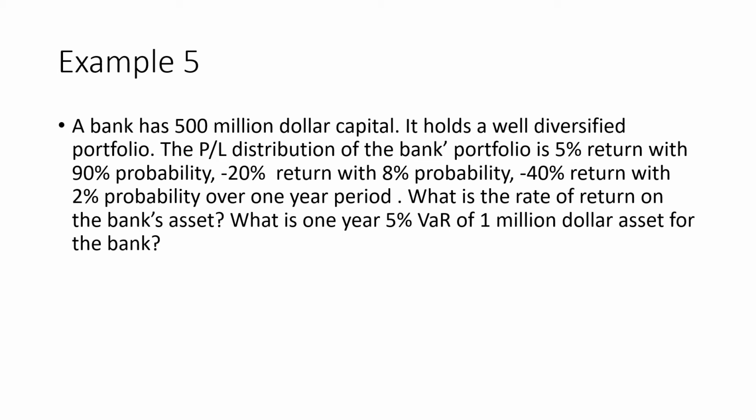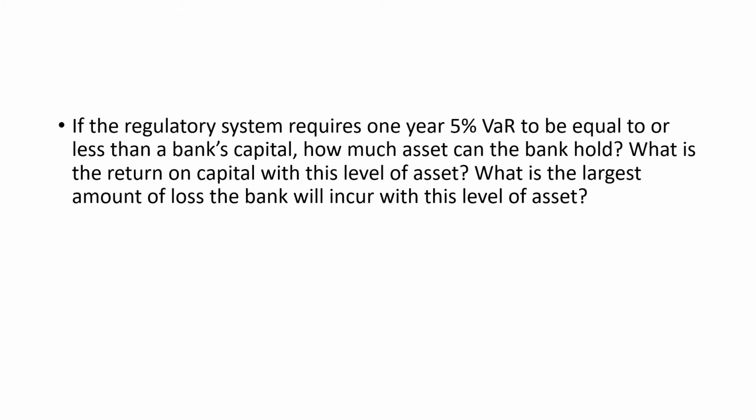What is the rate of return on the bank's asset? What is the 1 year 5% value at risk of $1 million asset for the bank? If the regulatory system requires 1 year 5% value at risk to be equal to or less than a bank's capital, how much asset can the bank hold? What is the return on capital with this level of asset? What is the largest amount of loss the bank will incur with this level of asset?